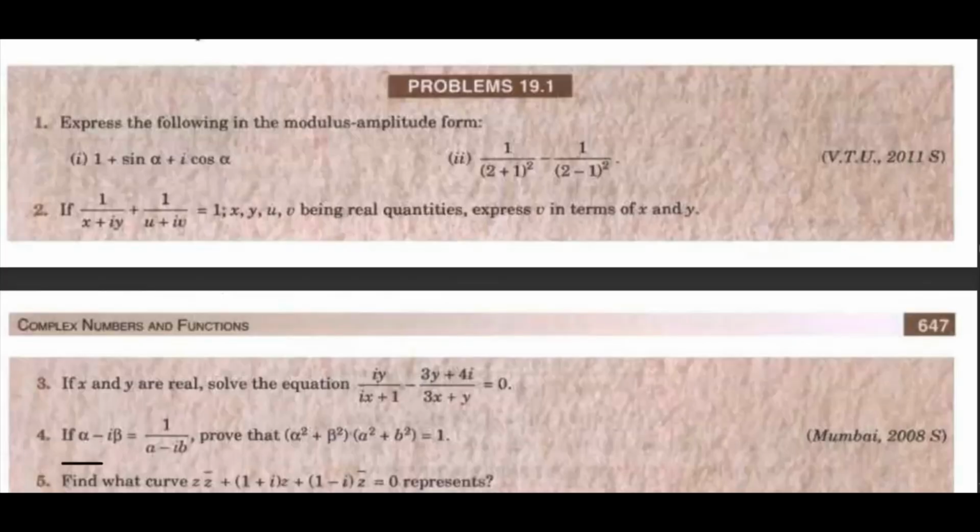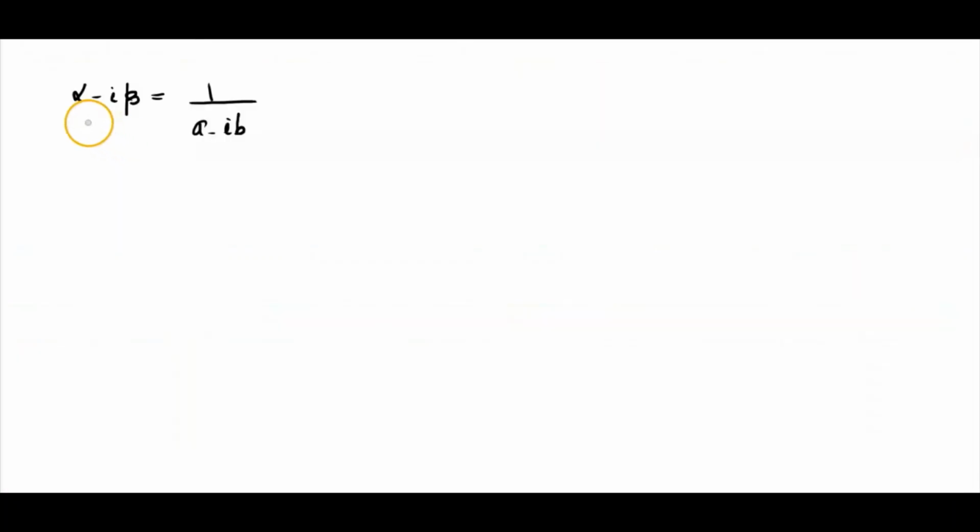Next question is: if alpha minus i beta is equal to 1 by a minus ib, prove that alpha square plus beta square into a square plus b square equal to 1. Given alpha minus i beta equal to 1 by a minus ib. So let's multiply this with the conjugate of the denominator, a plus ib divided by a plus ib. Now this is a plus ib by a minus ib into a plus ib, which is a square plus b square.